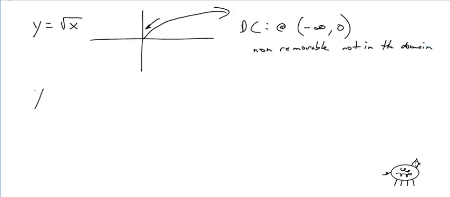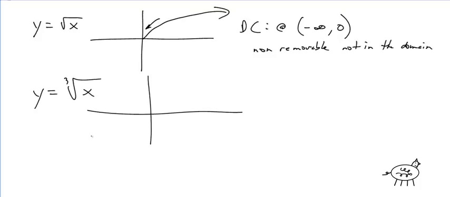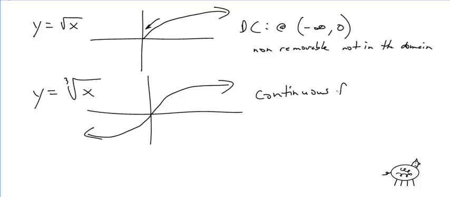Okay. What about this one? Y equals the cube root of x. Well, if I sketch that, this one looks like this. Very interesting. This is a continuous function. Okay, so it has no discontinuity. All right, that's pretty reasonable. Let's move on to another one here.